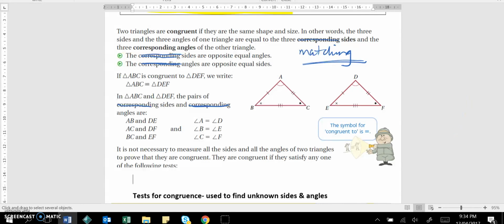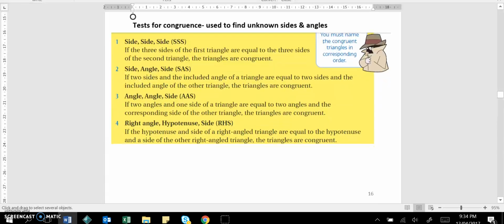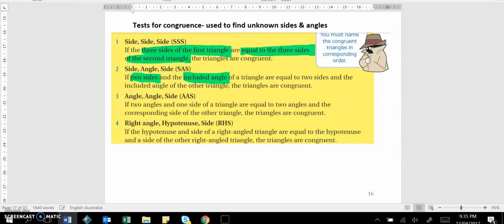Alrighty, so moving on, there are 4 tests for congruence that you should have learned in year 9 and 10. They're listed here: SSS, SAS, AAS, and RHS. SSS just means you've got 3 sides of the first triangle equal to 3 sides of the second in the same order. SAS is a really important one. You have 2 sides equal in both, and the included angle means the one in between the 2 sides. And that's really important to know.